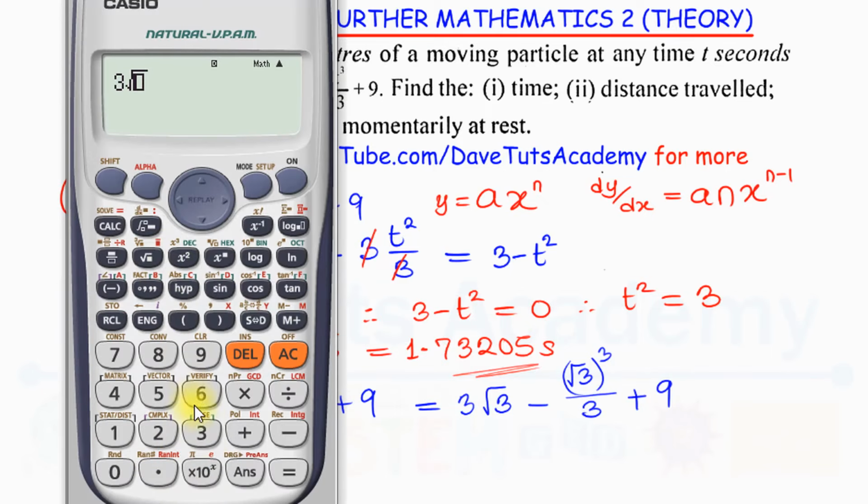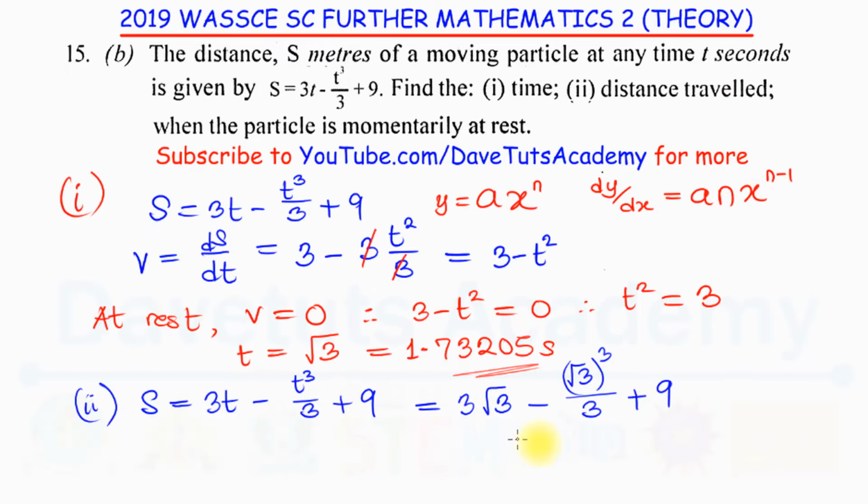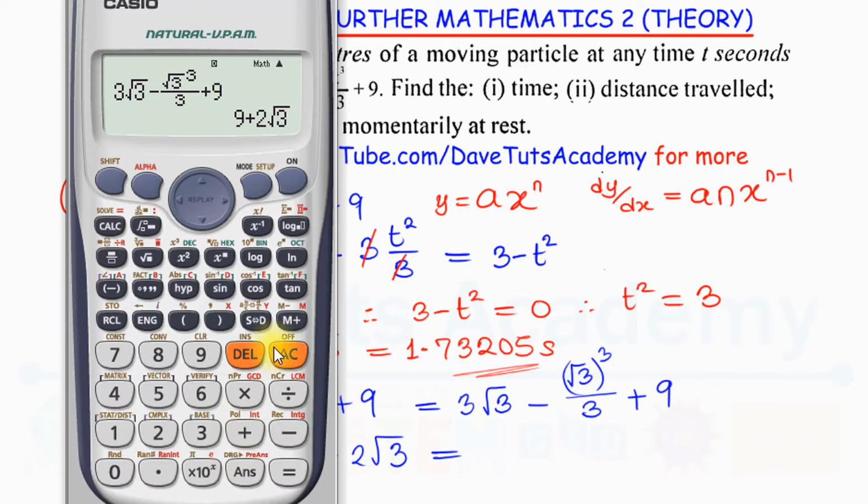We'll say 3 root 3, then minus, I want to put this in fraction, square root of 3 raised to the power 3, divided by 3, then I have this plus 9. Just check to see that you didn't make any mistake. And this is 9 plus 2 root 3. Okay, I can write this as s is equal to 9 plus 2 root 3. I love the way the calculator just gave me that answer. But if I want to get it in decimal, it will be 12.464.